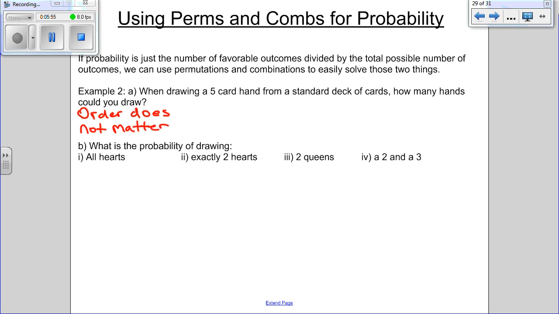Permutation order does matter, combination order does not matter. So this is a combination. And you always need to be asking yourself that. Which type of question do I got? This is a combination, because order does not matter. Now they want to know how many ways could you draw 5 cards from a standard deck. Well, we know it's a combination.